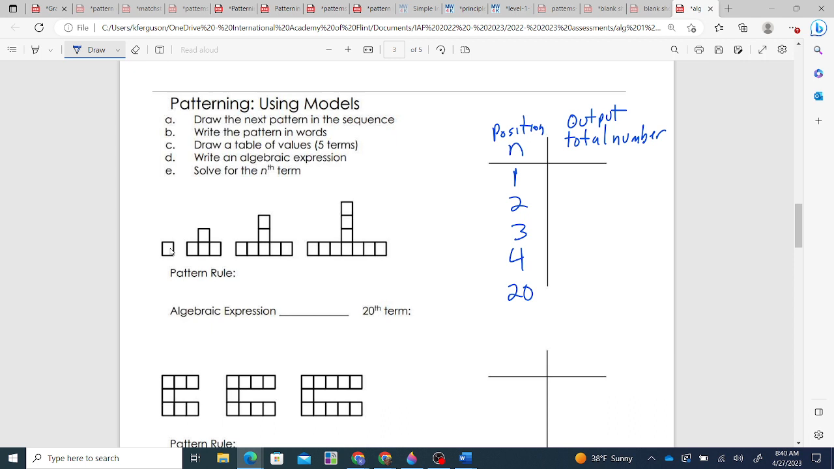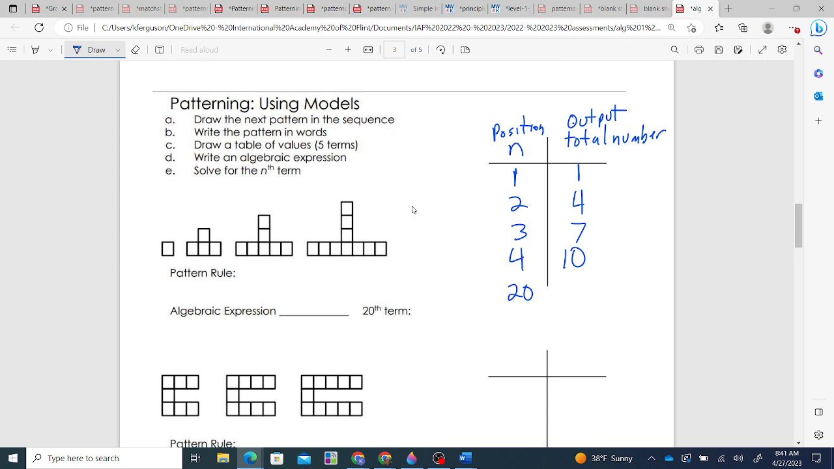So first number in the pattern, I got 1 square. The second number in the pattern, I got 1, 2, 3, 4 squares. The third number in the pattern, I got 1, 2, 3, 4, 5, 6, 7. And then the fourth number in the pattern, I've got 1, 2, 3, 4, 5, 6, 7, 8, 9, 10. So all I did was count.